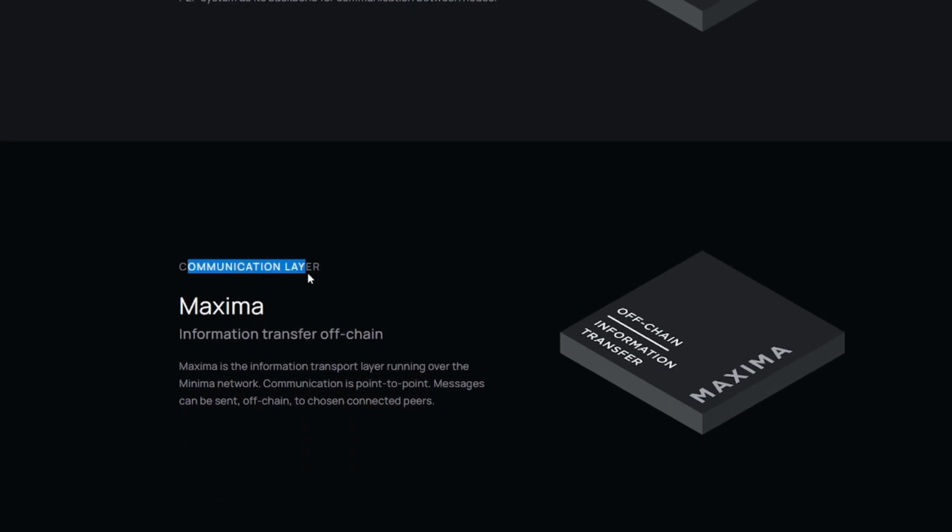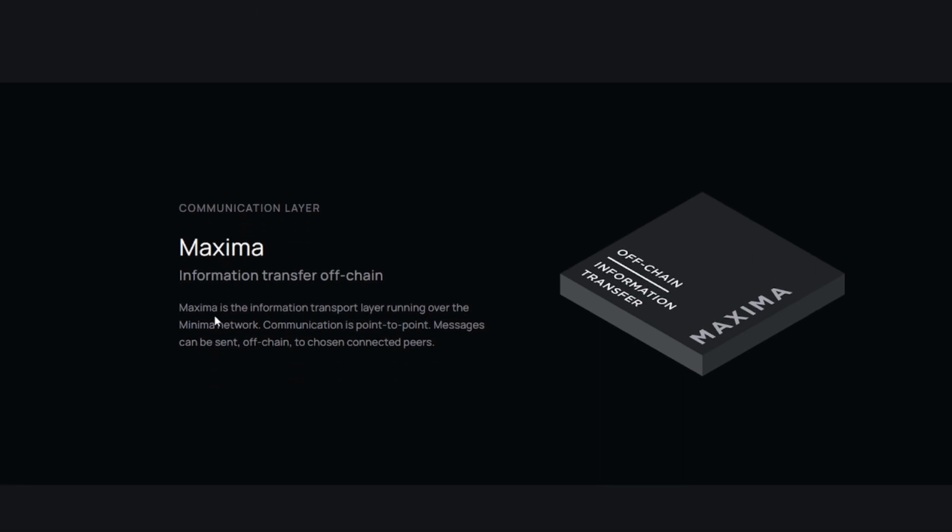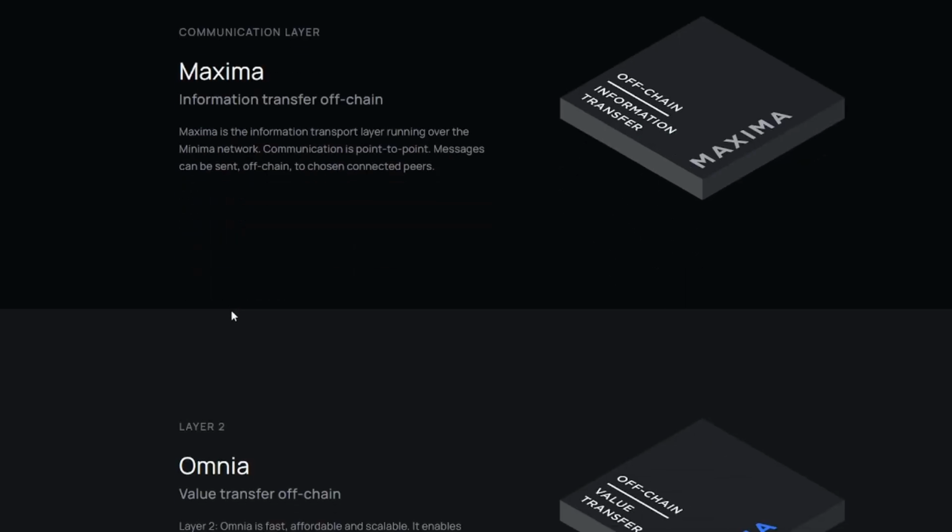We also see the communication layer being Maxima. Maxima is the information transfer off-chain. Maxima is the information transfer layer running over really the Minima network. Communication is point-to-point. Messages can be sent off-chain to chosen connected peers.